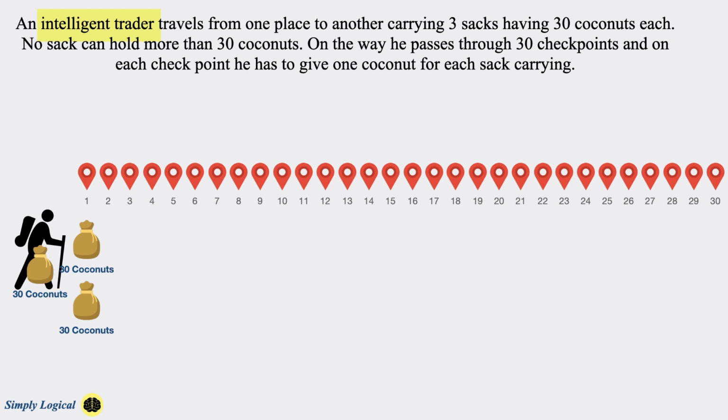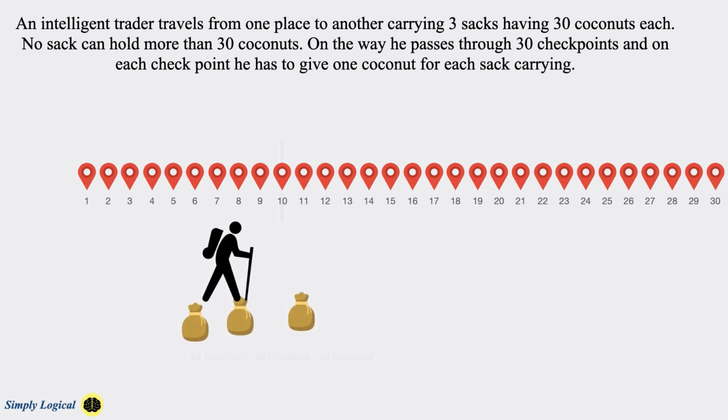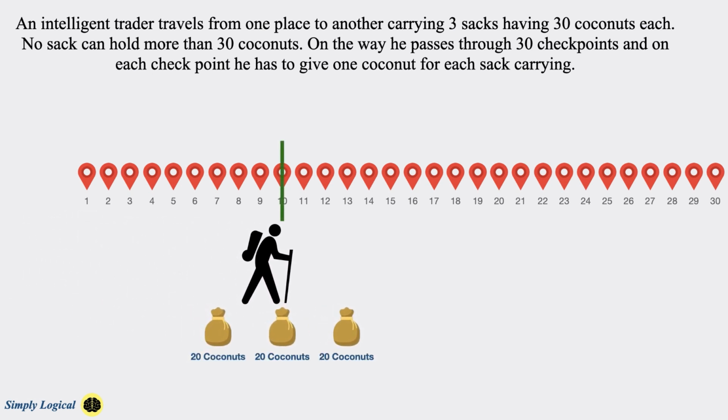Now I am going to explain step by step how the trader is going to save the maximum coconuts possible. Initially, the trader passes through 10 checkpoints, leaving the trader with 20 coconuts per sack. It is because on every checkpoint, the trader has to give 1 coconut from each sack. This means at the end of 10 checkpoints, the total left-over coconuts in each sack is 20.